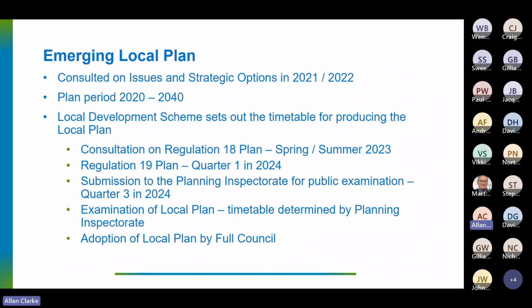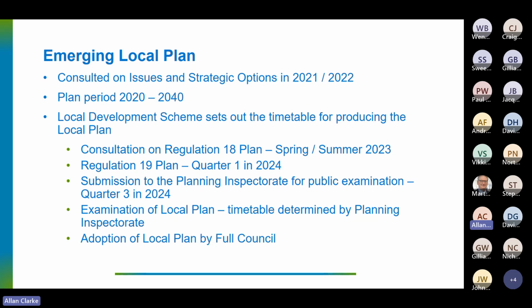In terms of work to date on the local plan, we consulted on issues and options in 2021-22, and had very good feedback at that consultation stage, which we've taken account of in producing the first draft local plan. The plan period runs from 2020 to 2040, so it's a 20-year timetable. By the time it is adopted, that period may shorten in terms of the remaining years of the plan period.